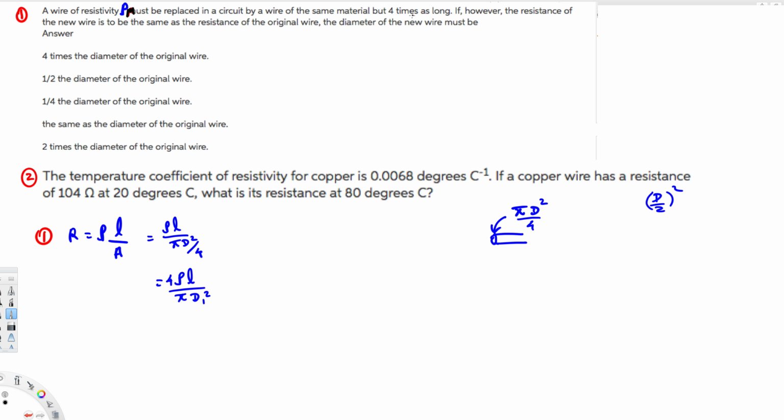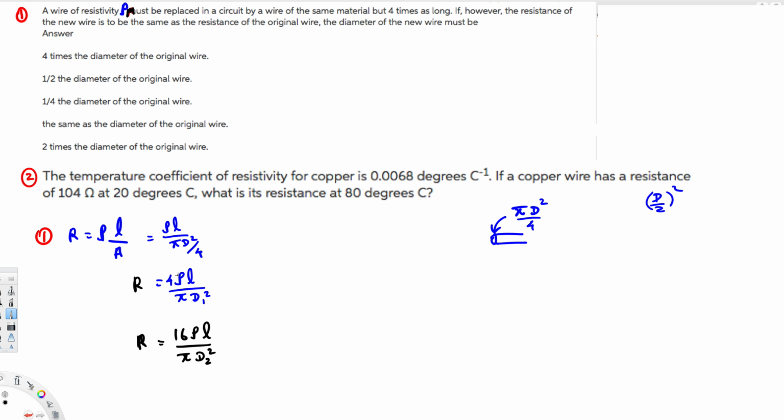So when we increase the length 4 times, let's see what's going to happen. If I increase the length 4 times, R is going to be 4 times 4, so we are going to have 16 rho L over pi d2 square. The question is asking what is the new diameter we have to use to maintain the same resistance. So all we have to do is equate these. If we have to maintain the resistance, the resistance is going to be equal. If we equate them, we can find the new diameter.